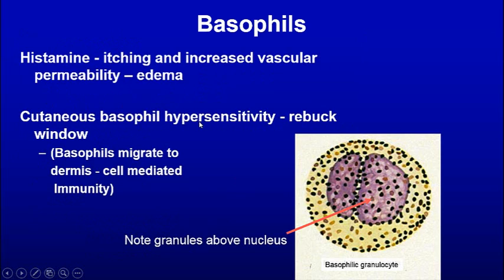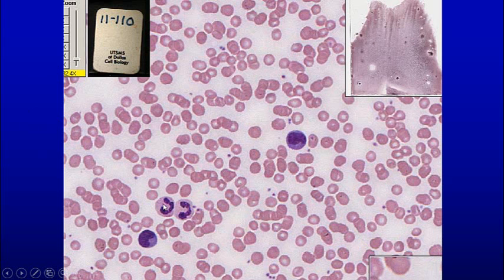Contagious basophilic hypersensitivity. If you use a certain window, the Rebuck window, where you scratch your surface and put a cover slip over it, that would be the window, and then the basophils will migrate to that, indicating that they not only can move, but they can move into a certain area where chemotaxis would be calling them.